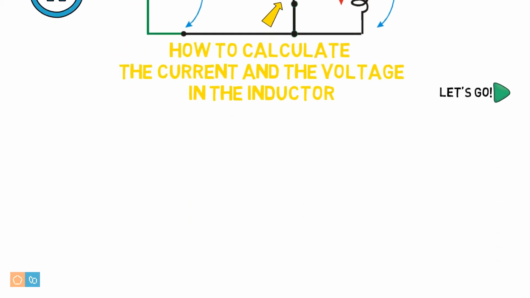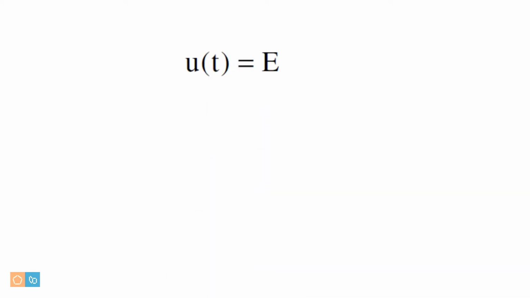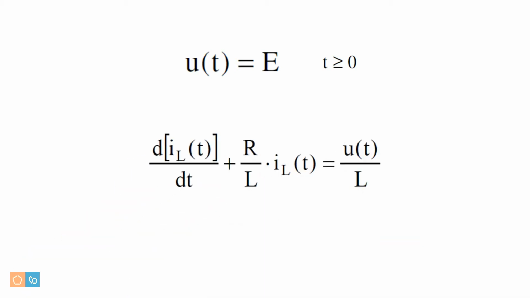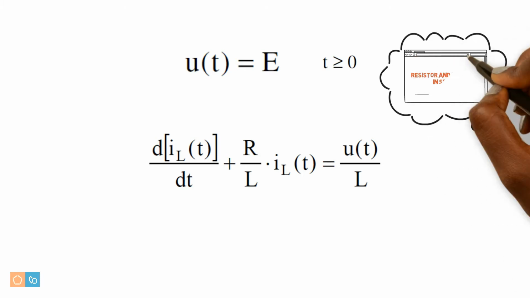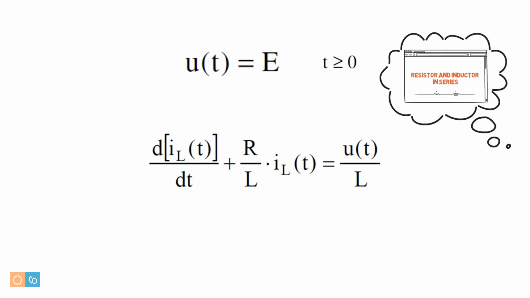In a circuit with such initial conditions, we have a voltage U equals E for t equal or greater than 0. The differential equation that describes the behavior of the circuit is as follows. In case you want to remember how to get here, you can watch our introduction video to first-order RL circuits. Alright, knowing the value of U, which is E, we can replace it in this equation.